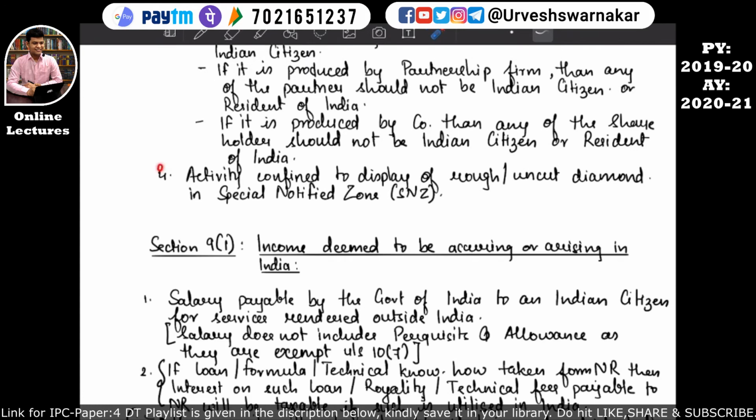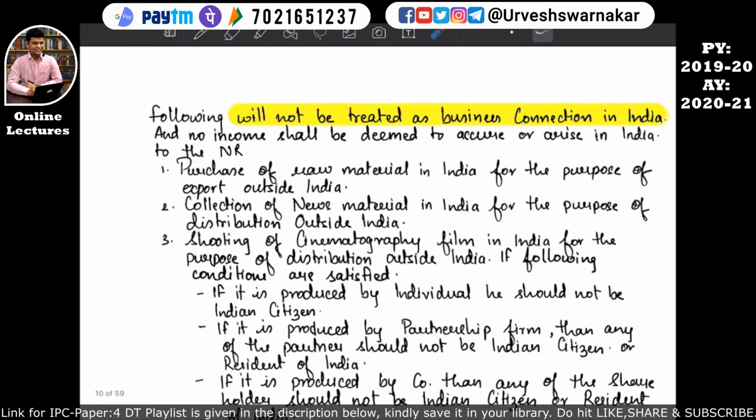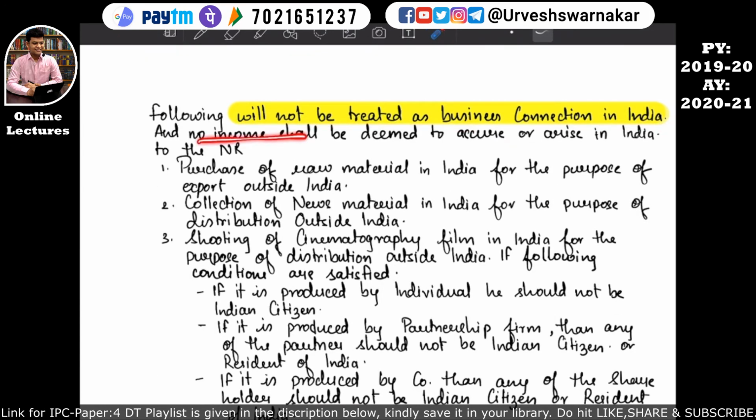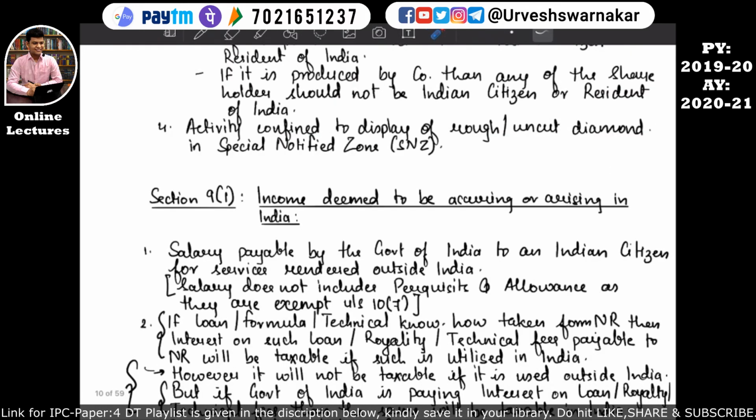Let's move on to point number 4. Point number 4 says that activity confined to display of a rough or an uncut diamond in a special notified zone will be considered as no business connection in India and no income shall be deemed to be accruing or arising to the non-resident. I hope this is quite clear to you all.